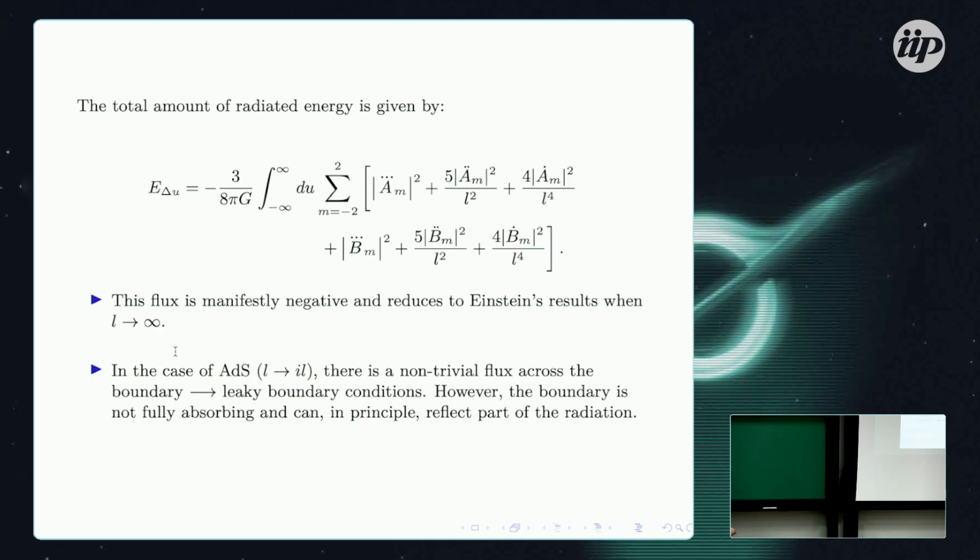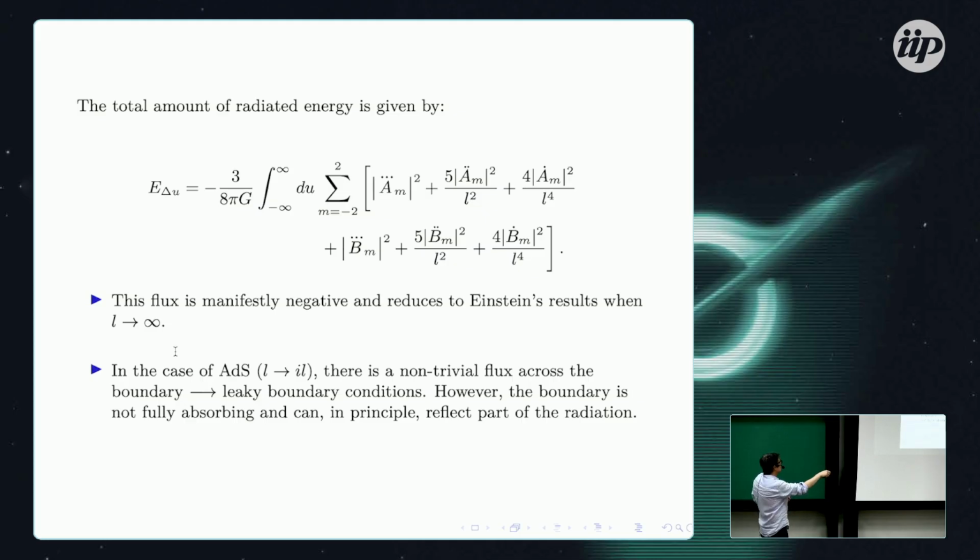Now, if we use our expression for the total amount of radiated energy, we find this expression. So we see that in the limit when the cosmological constant vanishes, these terms cancel. So we obtain these two terms that contain three derivatives in time. And this is precisely Einstein's quadrupole formula, containing the three derivatives of the quadrupole moment. Basically these quantities A and B are associated with electric and magnetic quadrupole moments. But now we obtain the corrections coming from the cosmological constant.